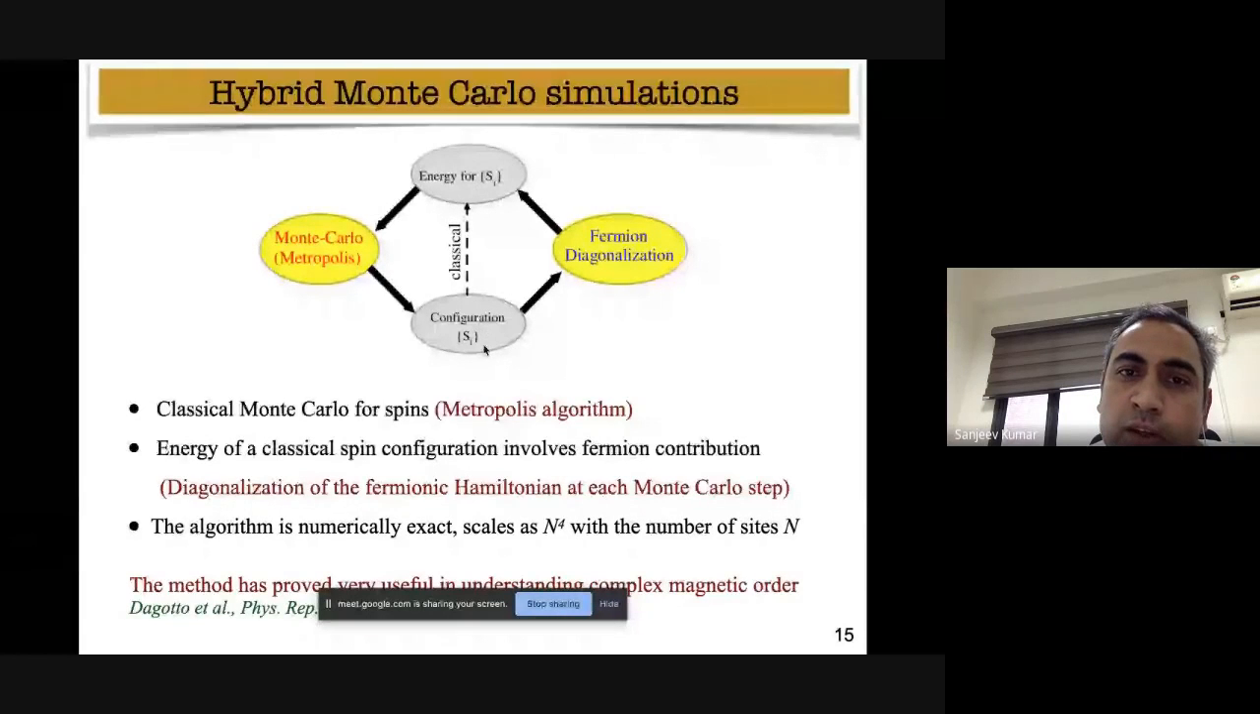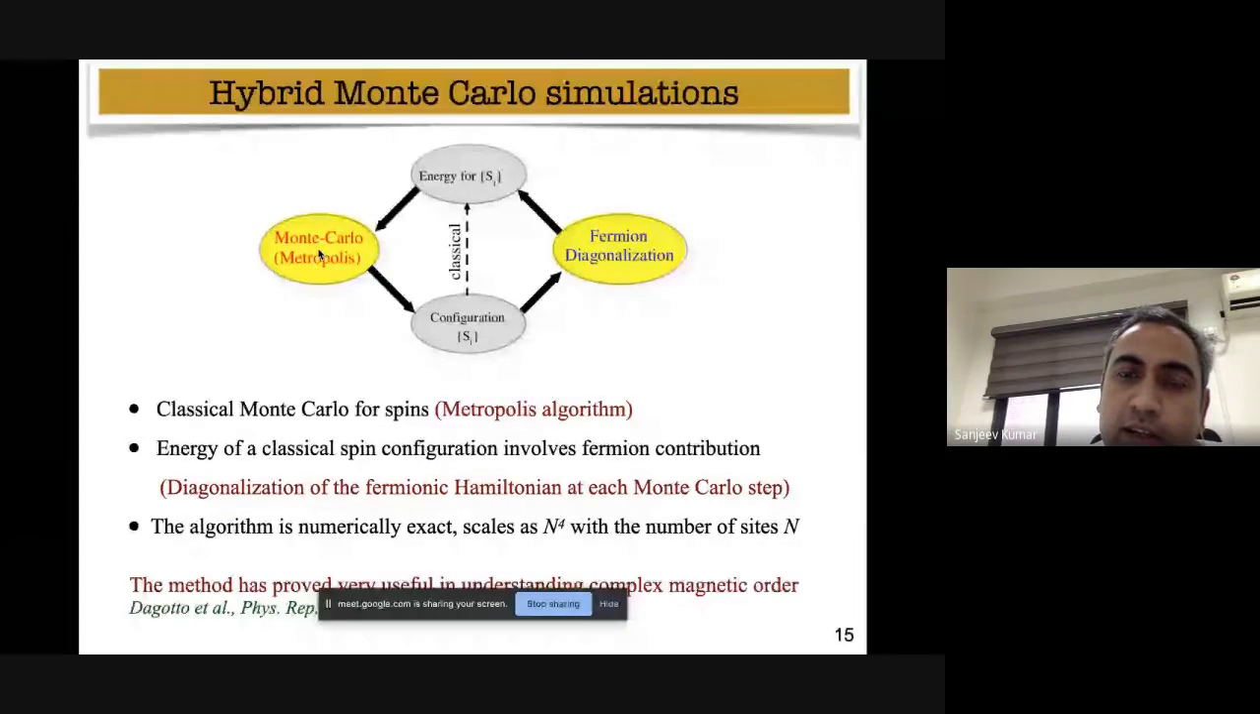Now, in the present problem, there is no closed form expression available for the Hamiltonian for a given spin configuration. Instead, you have to diagonalize the fermion problem for each configuration. So you take a spin configuration, you solve the Schrodinger equation for electrons in that configuration. That gives you the energy of the configuration. And then when you reorient the spins, you have to again solve the corresponding fermion problem, and that gives you the energy difference of the configurations which you utilize in the Metropolis algorithm.